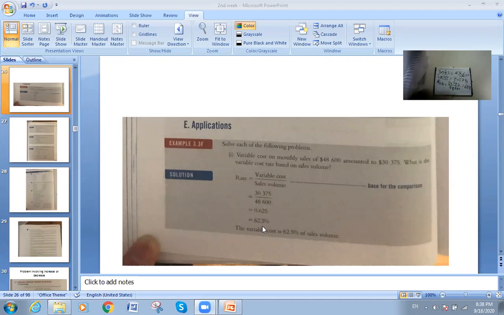62.5%. This number here, 62.5%, is what I get when I divide by the calculator. And that's the idea of the application of how to solve the problem of the percentage.